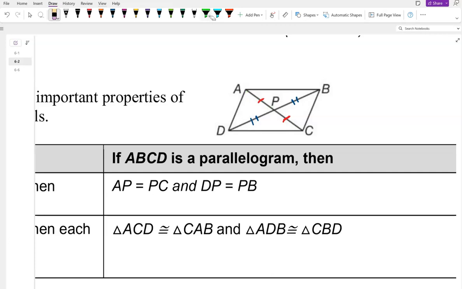Now, on the assignment, it won't be quite that easy. It will be slightly harder. Instead of saying, hey, AP is 20, what's PC? They're going to say, hey, AP is 20, what is AC? The whole thing. So what would that be then? If AP is 20, what's that whole line? 40. It's just doubling it, because it's just two of them. Okay? It should not be that hard.